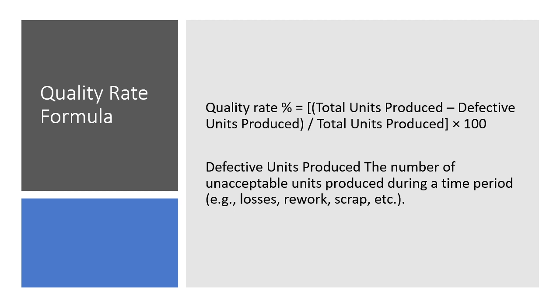So we have learned what is availability, we have learned what is performance efficiency, and we have learned what is quality efficiency. If we multiply these three things, then we will get the OEE, or the overall equipment efficiency.